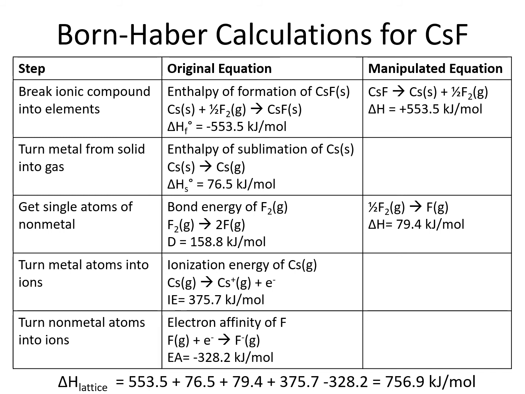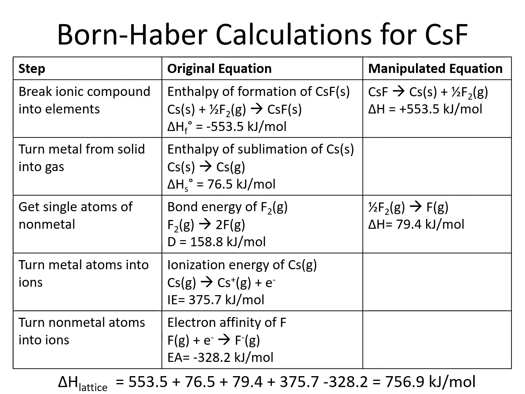We would add up the delta H's from the manipulated equation if we needed to manipulate it, or just the original equation if we did not need to manipulate that particular step. And we end up with 756.9 kilojoules per mole. Again, this is basically just a Hess's law problem. We just have 5 steps.